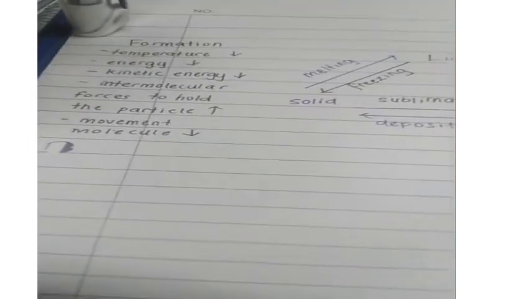So for breakdown process, temperature is high, energy is high, kinetic energy increases, intermolecular force to hold the particles is low, movement of molecules is high. So for formation process, temperature is low, energy is low, kinetic energy decreases, intermolecular force to hold the particles is high, and movement of molecules is low.